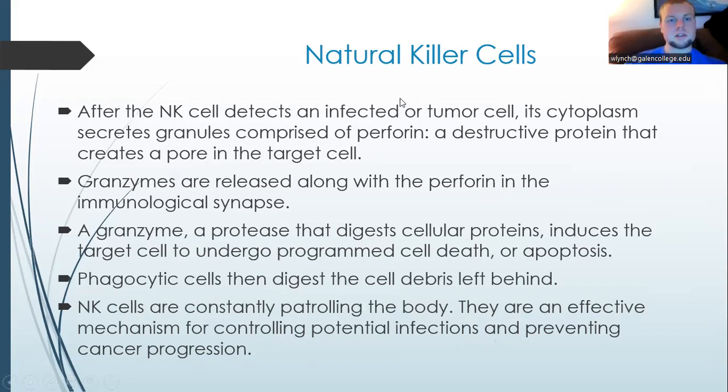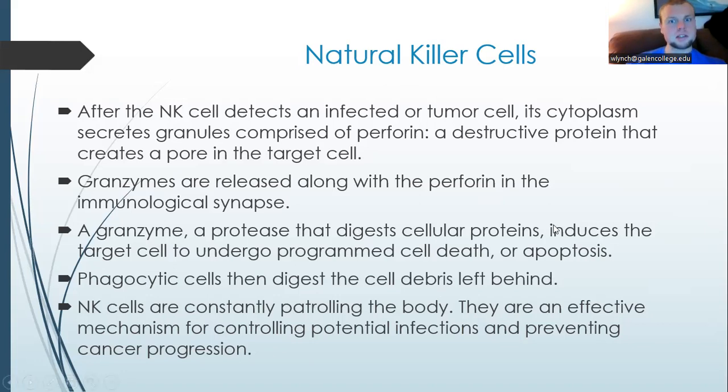After we have a natural killer cell detecting an infected or tumor cell, it is able to secrete granules from the cytoplasm. These granules are comprised of a protein known as perforin, and this is going to be able to destroy the cell membrane of the target cell. We also have granzymes released. Granzymes are going to be released in the immunological synapse. A granzyme is a protease. This is an enzyme that degrades proteins. It is able to digest the cellular proteins of the target cell, which will in turn cause it to undergo apoptosis or programmed cell death.